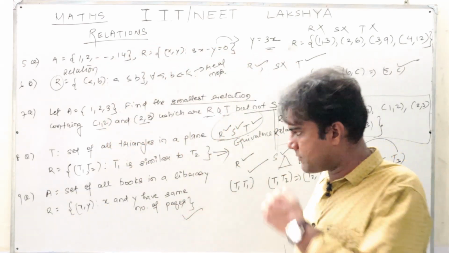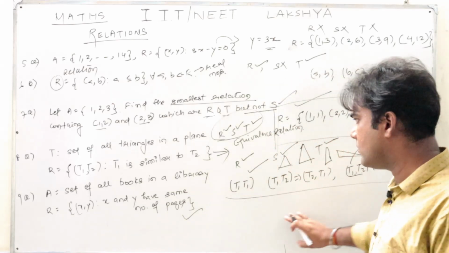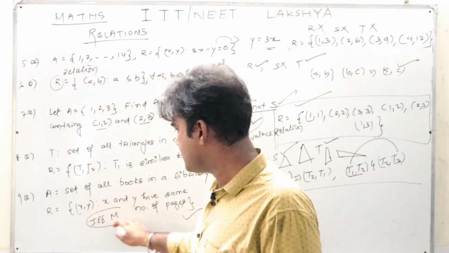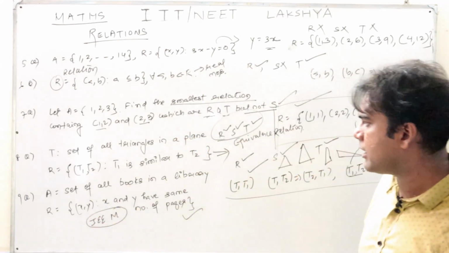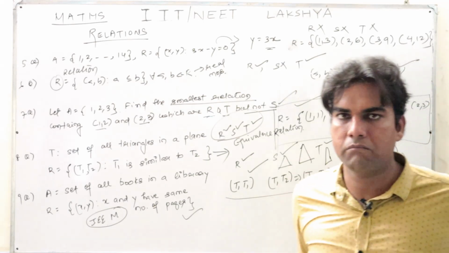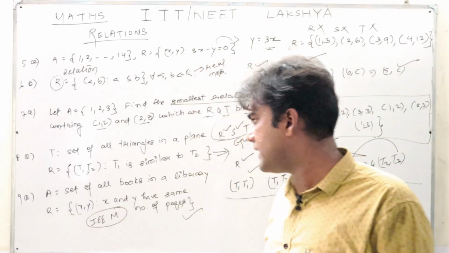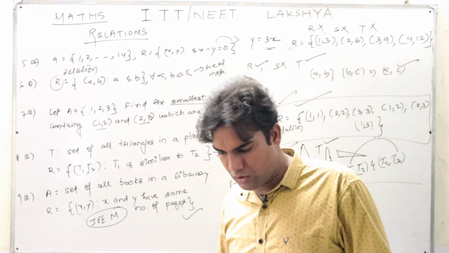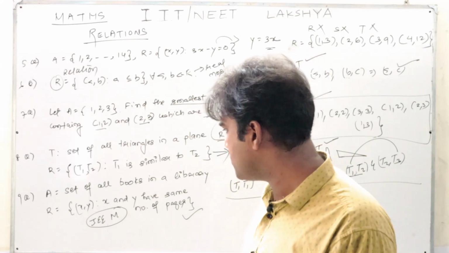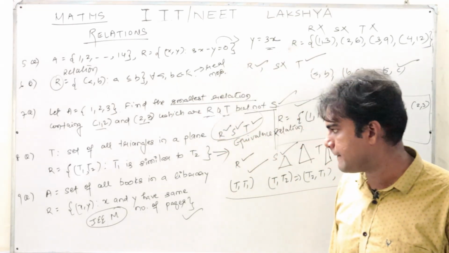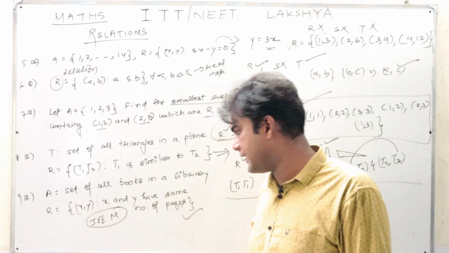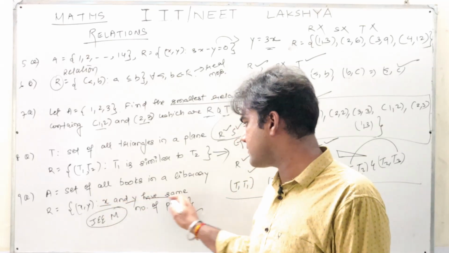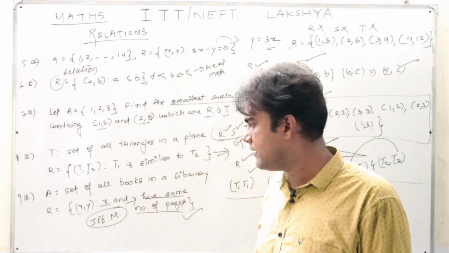Let us see this last problem. This is your JEE Mains problem. Set A is a set of all the books in a library. In your school library, many books are there. That is your set A. Physics, chemistry, maths, biology, computer science, or your commerce textbooks, economics, Hindi, Tamil, many textbooks are there. Relation R is defined as the collection of ordered pairs (x, y) such that x and y have the same number of pages.